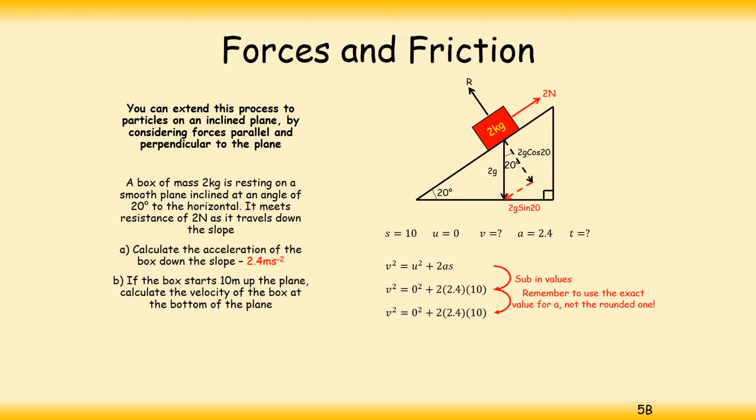And I would always suggest that you leave your calculator display from previous working and use the calculator display or the answer button, so we always keep accuracy to a maximum. So here v squared is equal to 47.03, so if you square root that, it will give the velocity of 6.6 meters per second.